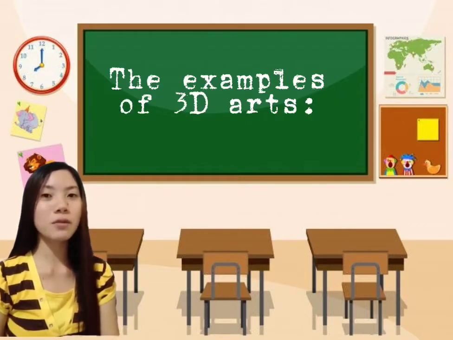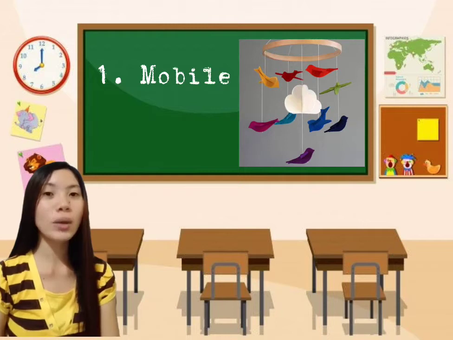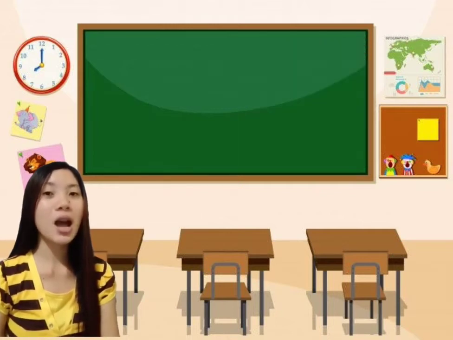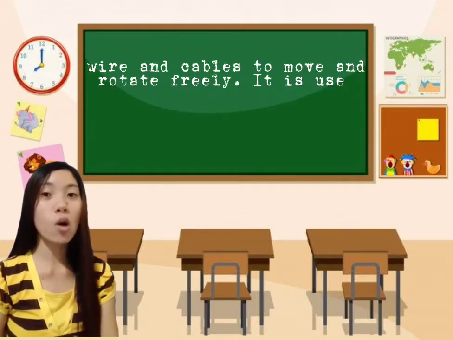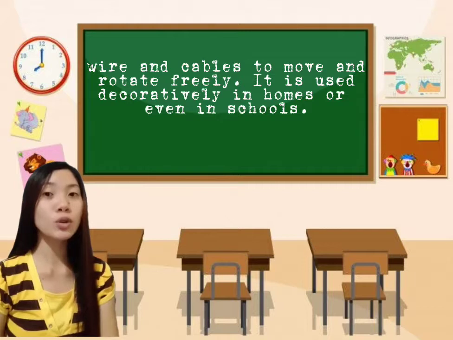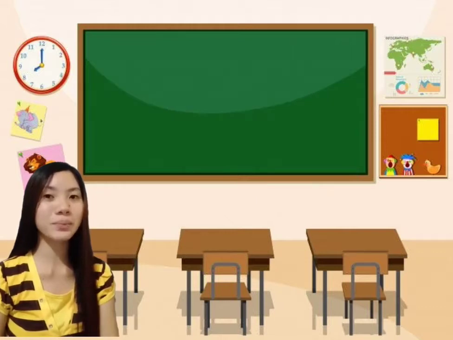The examples of 3D arts. First, we have the mobile art. Mobile art is a type of kinetic sculpture in which objects are hung on ropes, wire, and cables to move and rotate freely. It is used decoratively in homes or even in schools.